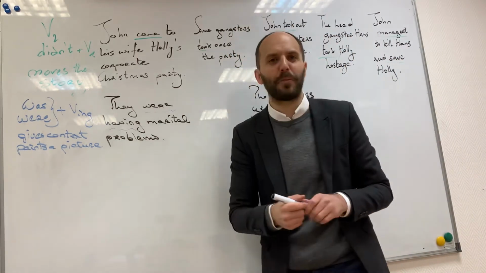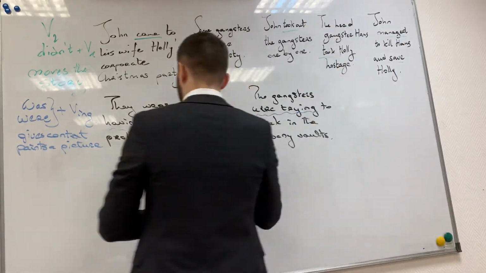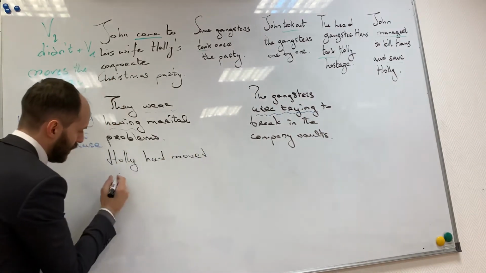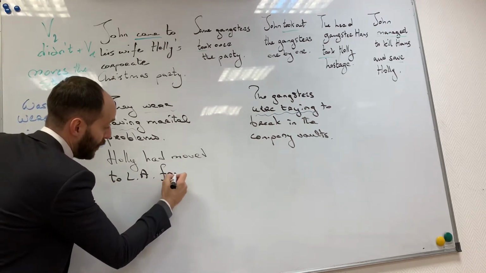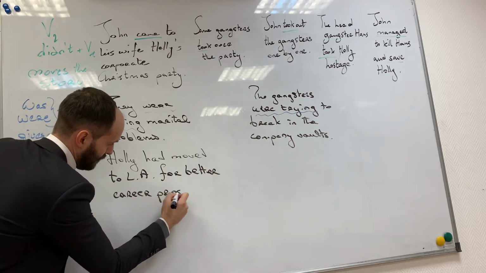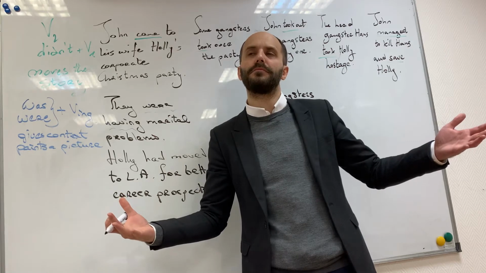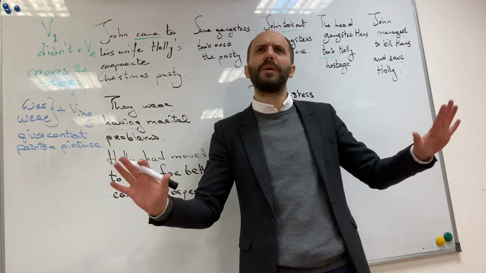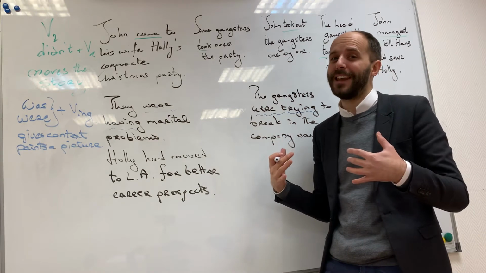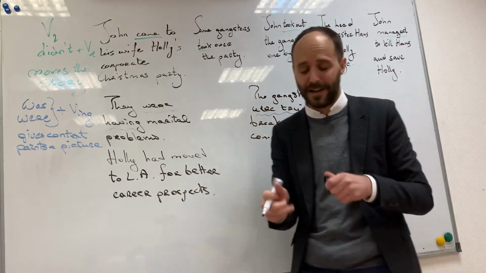Well, let's add some past perfect in there, because we're not done. They were having marital problems, and they weren't small, actually. Holly had moved to LA for better career prospects. That's a big deal. That's a big deal. John, if I remember correctly, was a simple policeman from New York, if I'm not mistaken. His wife, Holly, had been offered a great opportunity in LA in a big company, Japanese, if I remember correctly. So Holly had moved to LA for better career prospects.